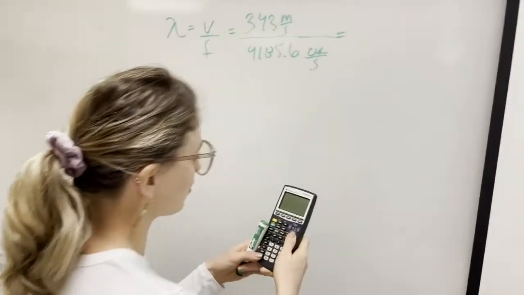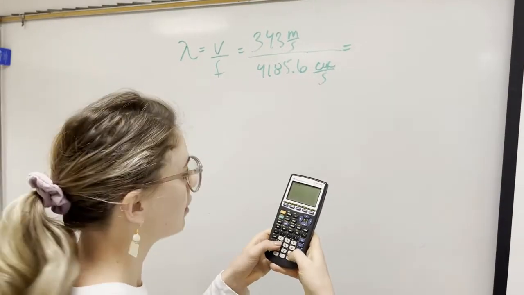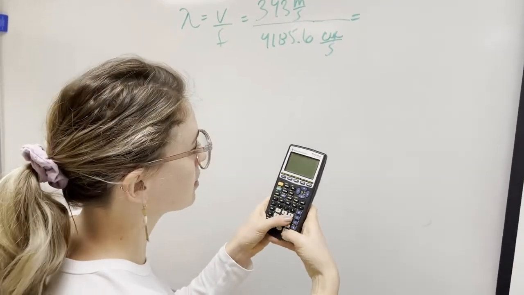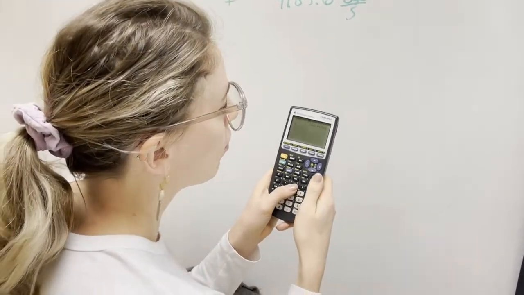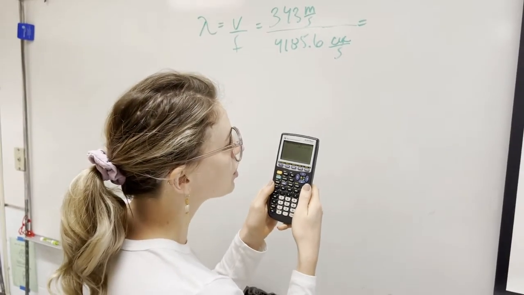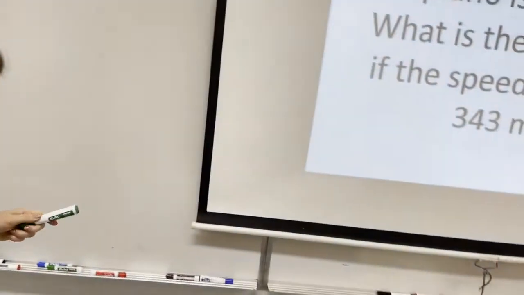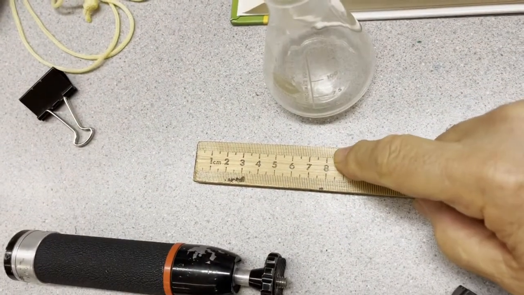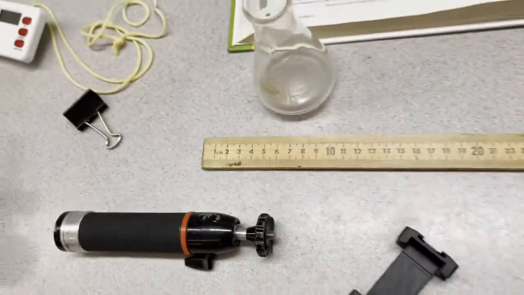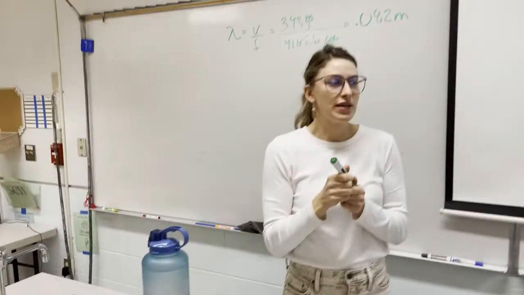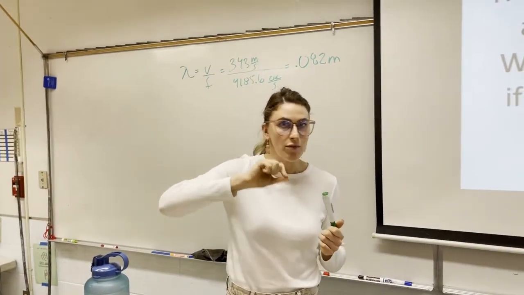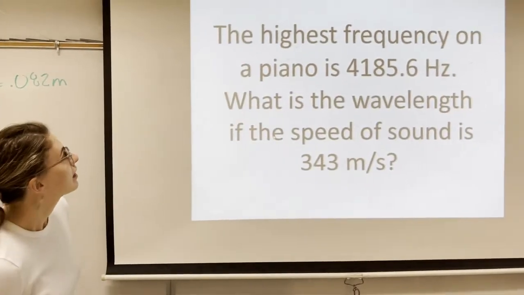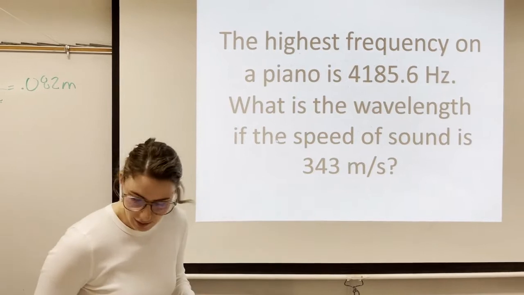Okay, so 343 divided by 4,185.6, and we get 0.082. That'd be about that long right there. Right, that makes sense because it's such a high frequency. The waves are moving, they're really close. The wavelengths are really close together.